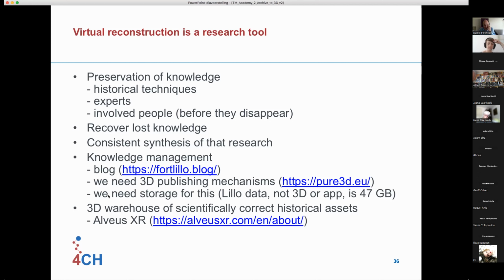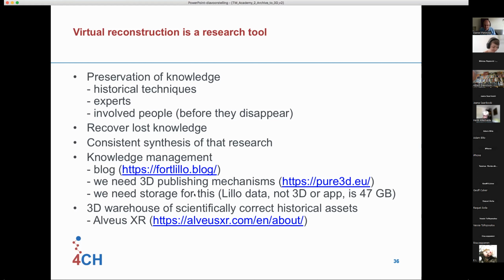And of course, you need storage for that. That's also what we discussed yesterday. We were at DANS. DANS is the storage facility for the Netherlands for this kind of data. Just to give you the data that I have on Lillo, not the 3D, not the app, but the basic data from which we make the virtual reconstruction, is 47 gigabyte. I now know this because my computer is lost, so I had to recover that from the cloud, and I saw that my total file is 47 gigabyte a couple of days ago.